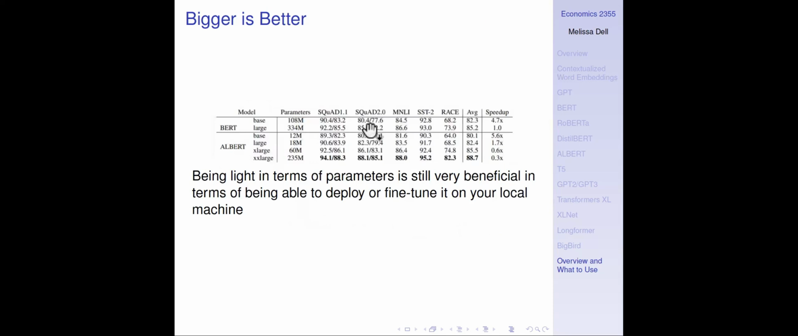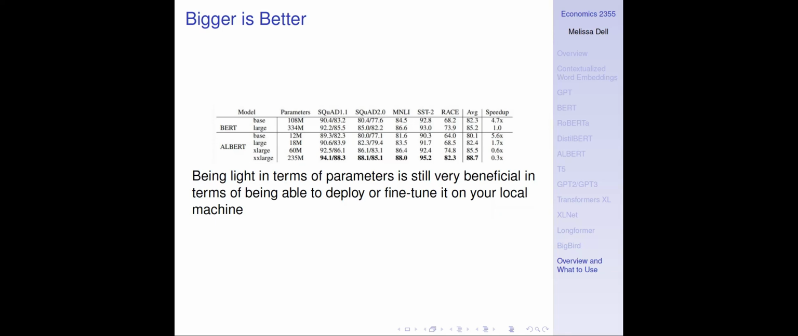And so this is a table from the ALBERT paper, and you can see the extra large did really well. It has 255 million parameters relative to 334 from BERT large, but it actually takes more than 3 times longer to train. And so being light in terms of parameters is still going to be beneficial for you if you need to deploy it on your local machine to do inference, or potentially to do fine tuning, but as we saw, BERT was actually undertrained.